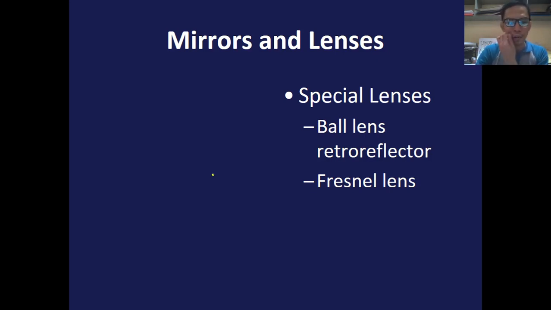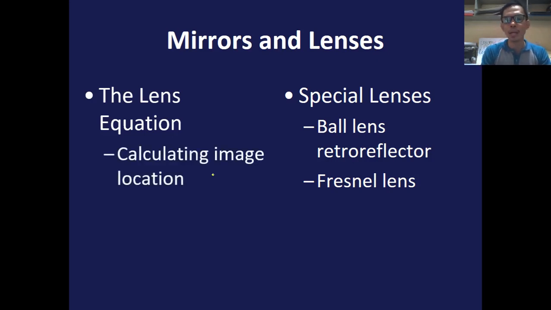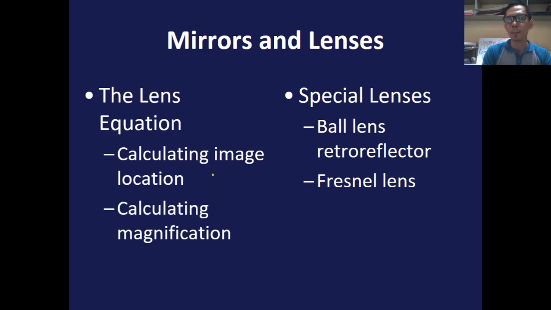So in our discussion, we will talk about the lens equation. We will find out how this equation differs from the mirror equation that we encountered last time. Together with that, we will try to solve some sample problems involving the lens equation. Upon calculating that, we can also calculate the magnification or the characteristics of the image formed using the lens equation.